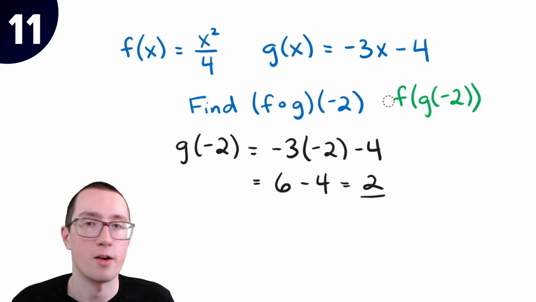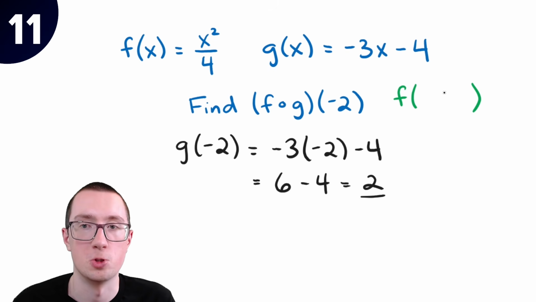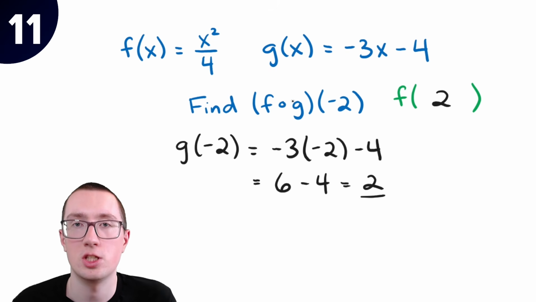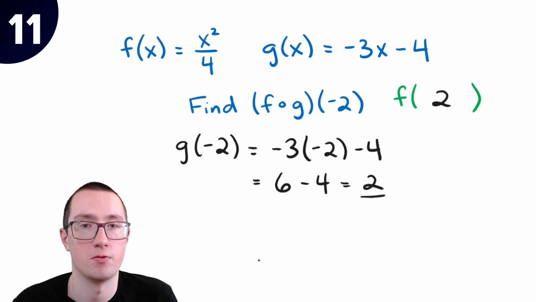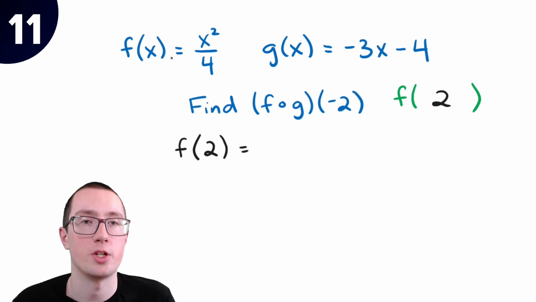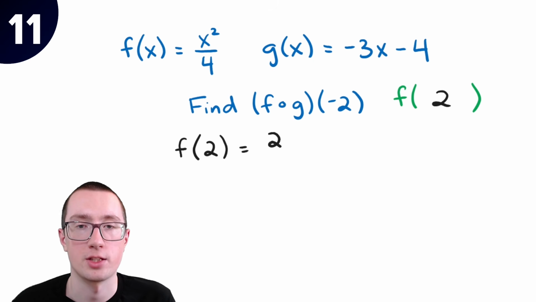So here where we have f of g of -2, we know that this is now equal to just positive 2. So now to figure out what this composite function is equal to, let's just find f of 2. F of 2 is going to be equal to, and now we're just going to use our other function, x squared over 4. But instead of x, we're going to put the number 2. So that's going to be 2 squared over 4.